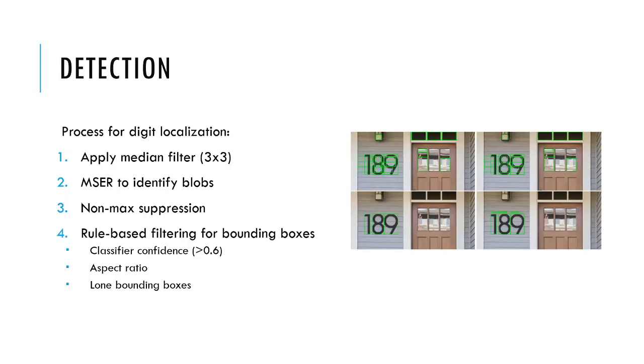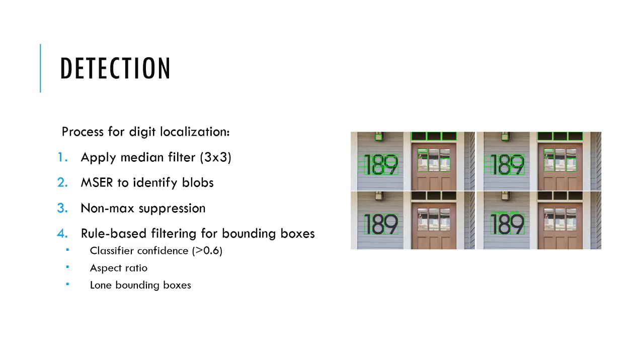For detection, the framework is as follows. First, I apply a median filter to get rid of any noise in the image. This is especially important for blob detection. Next, I use MSER to identify blobs. That gives me a list of bounding boxes, some of which are redundant. I use non-max suppression to remove those so that we have a more unique set of blobs.